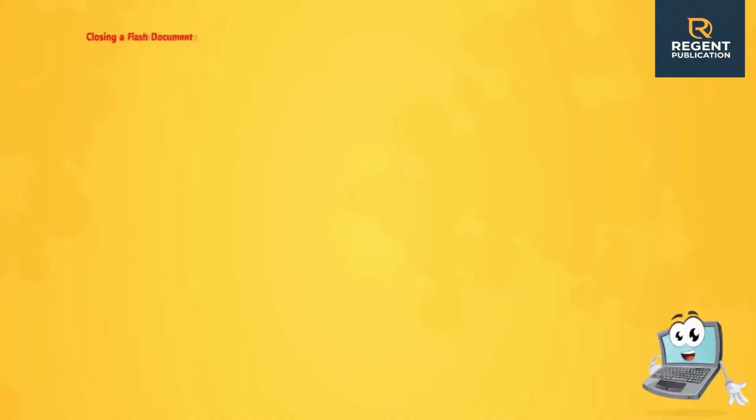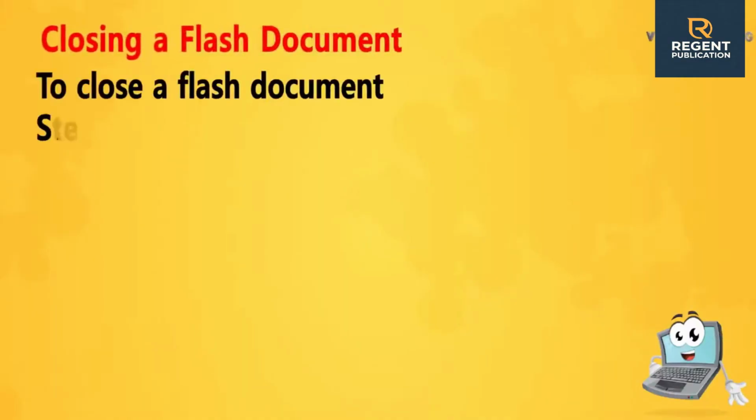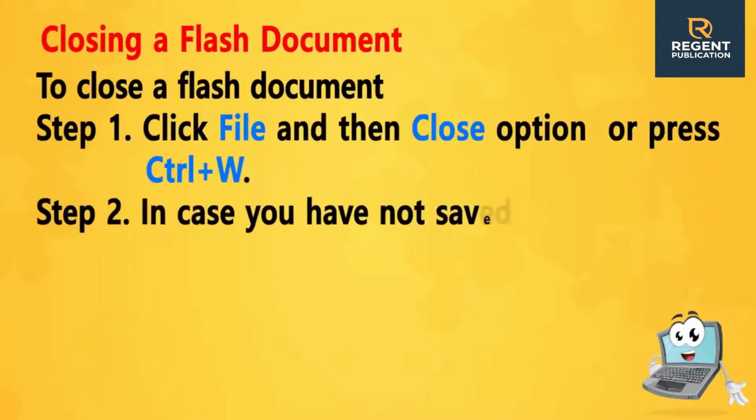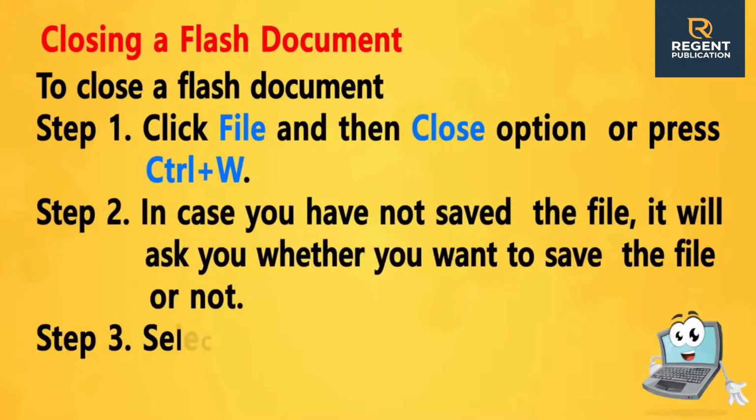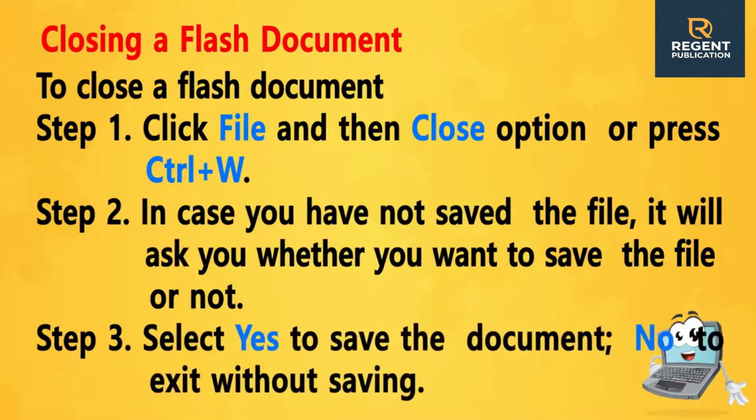Closing a Flash document. To close a Flash document, Step 1. Click File and then Close option or press Ctrl+W. Step 2. In case you have not saved the file, it will ask you whether you want to save the file or not. Step 3. Select Yes to save the document, No to exit without saving.